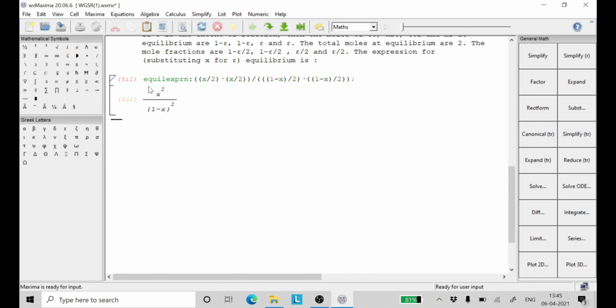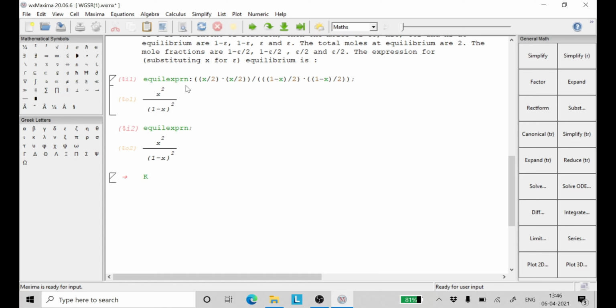Now this particular command assigns this expression to this name, that is equilexprn. So if I write EQUILEXPRN and press shift and enter, I get back the expression. So it's short for the expression.